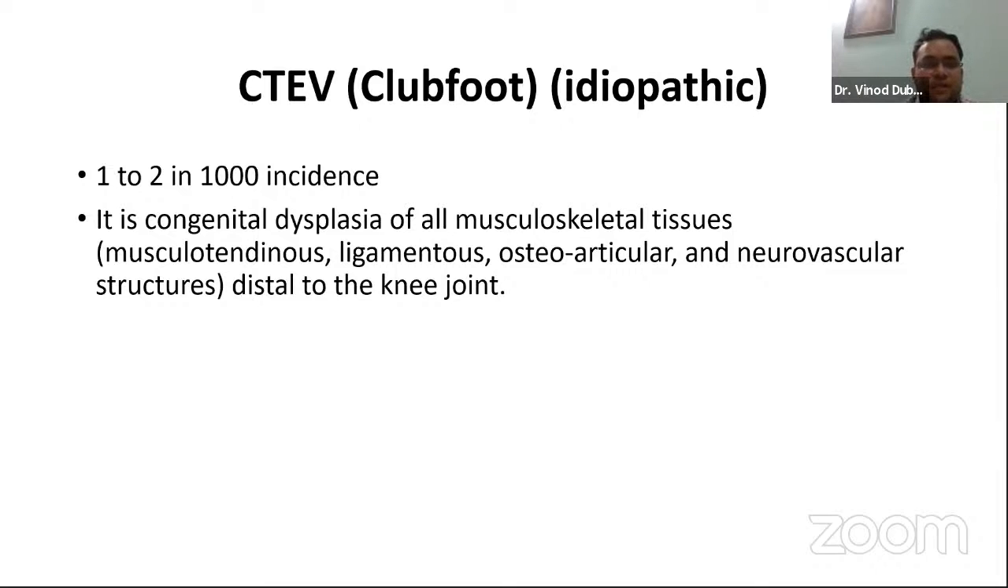and it's a congenital dysplasia of all the musculoskeletal tissue below the knee joint. So all the tissues below the knee joint, like muscle, tendon, ligament, they all are dysplastic. Here I'm only talking about idiopathic, which is an isolated deformity, not associated with any other neuromuscular anomalies.